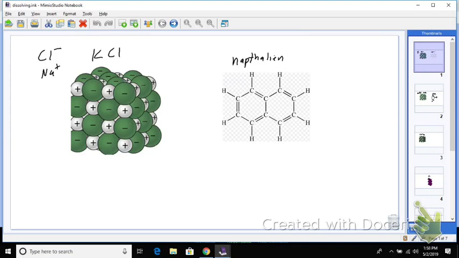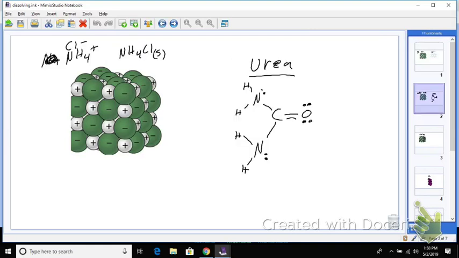Naphthalene doesn't show any charges. The reason why is because C and H basically share the electrons equally. They like to share. Okay? And so they share equally, and that creates a situation where there's no difference in their charges. That's just the easy way to explain that.